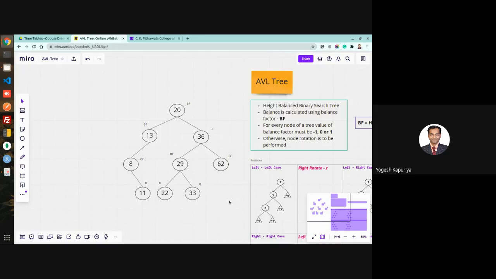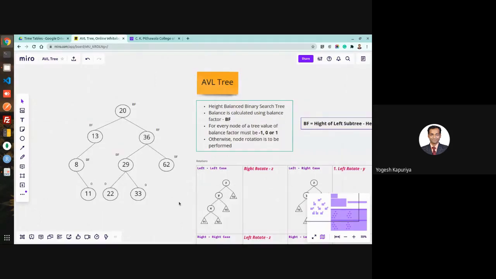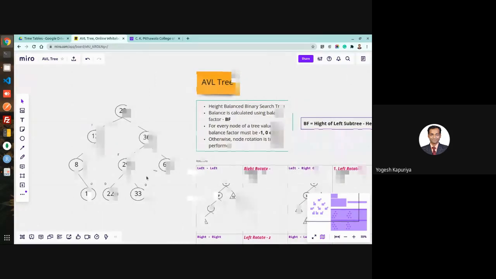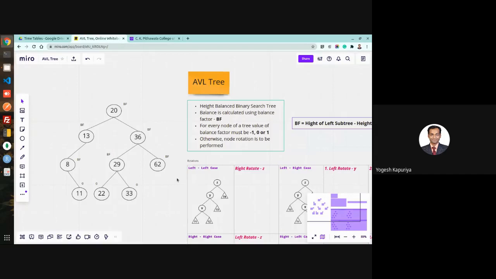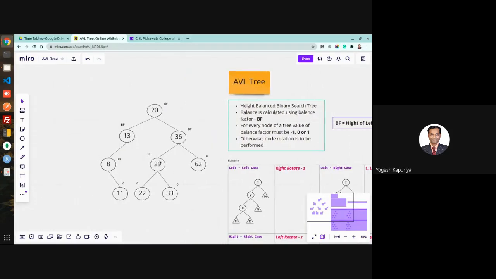Balance factor is equal to the height of left subtree minus height of right subtree. Is there anything on the left or right? No. So that's why height of left subtree is 0, height of right subtree is also 0. So 0 minus 0 is 0. Again come here. Height of left subtree means this. So this is a single node, so height is 1. Here also height is 1. So 1 minus 1 is 0.